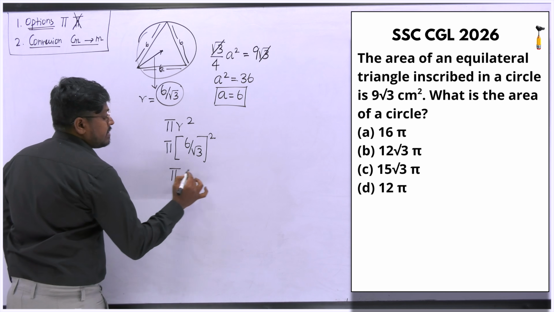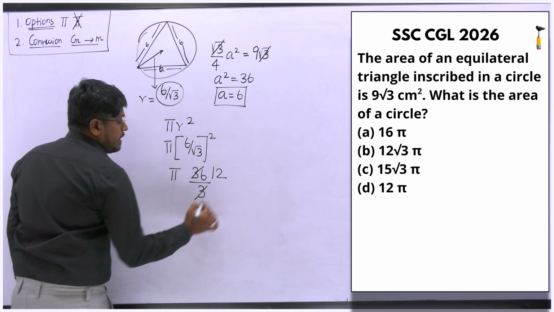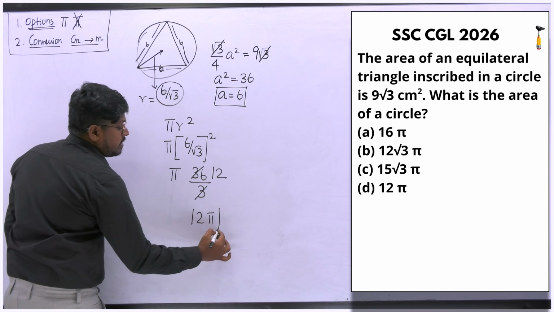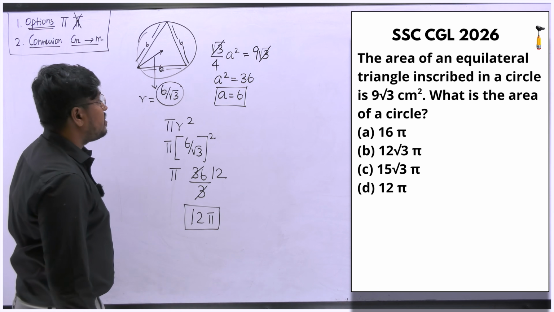So pi times 6 squared will be 36, and root 3 the whole square will be 3. So 12 times 12 pi. So the answer for this question is 12 pi. Is it in the options? Yes, option number D, which is 12 pi.